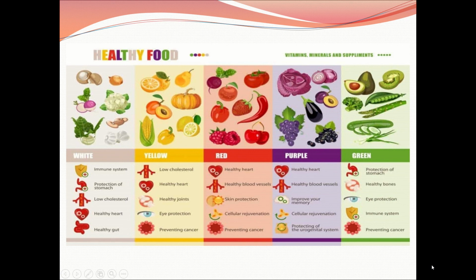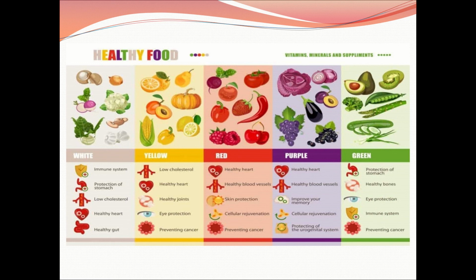This illustration shows healthy food to help you maintain a healthy blood vessel system. And notice that in each of these categories, it's going to be fruits and vegetables. So white fruits and vegetables support the immune system, the protection of the stomach, lower cholesterol, support a healthy heart and a healthy gut. Yellow fruits and vegetables support low cholesterol, a healthy heart, healthy joints, eye protection from vitamin A, and they prevent cancer.